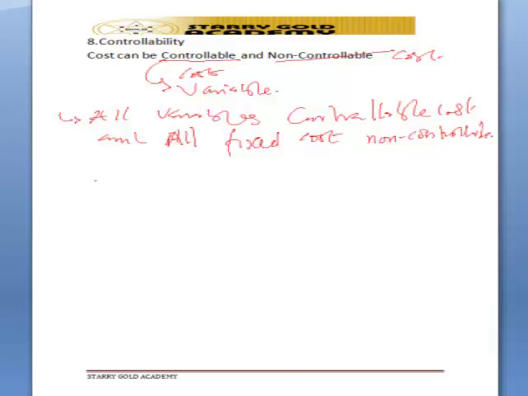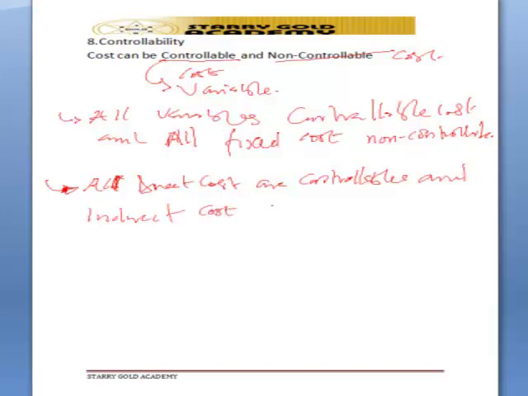And secondly, there's a fallacy that also says that all direct costs are controllable. Management has a degree of influence, and indirect costs, this is a fallacy, are not controllable. That is, they are non-controllable costs.